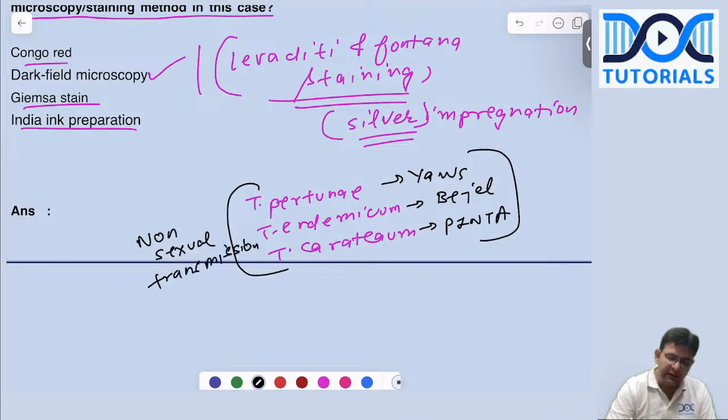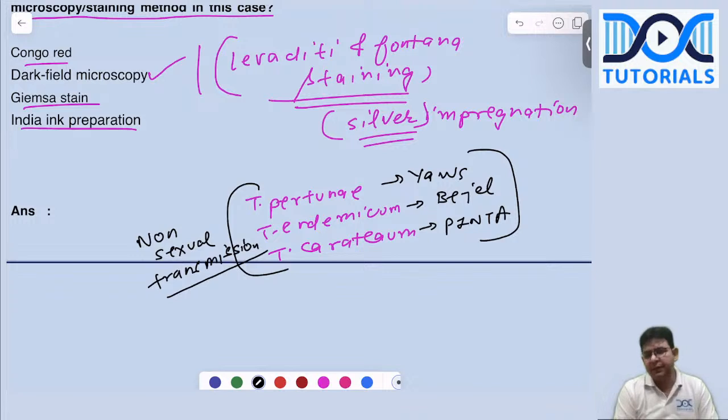The question can come regarding them: which of the following have sexual transmission? That is Treponema pallidum. Okay, so the others do not have sexual transmission, and these diseases also do not have. So this might also come.